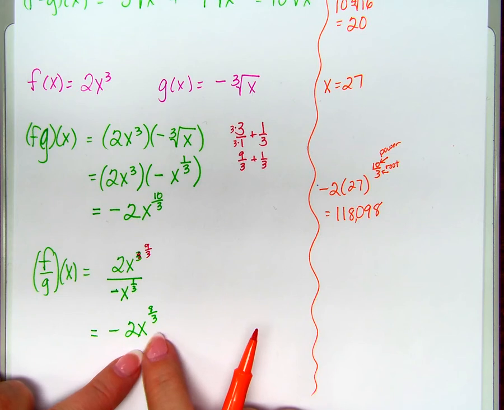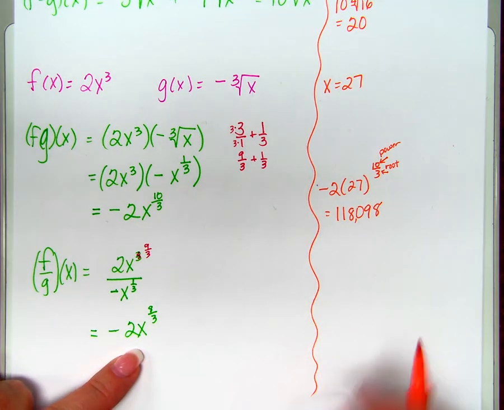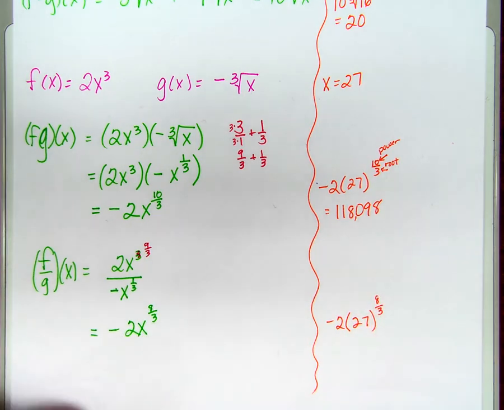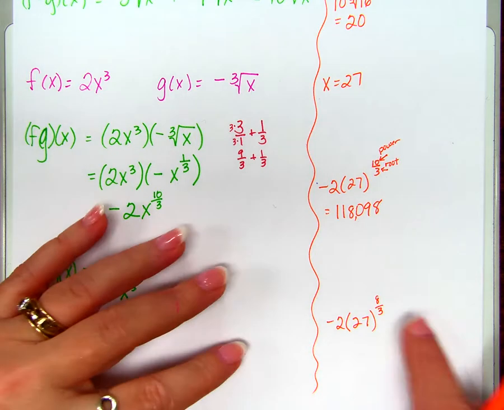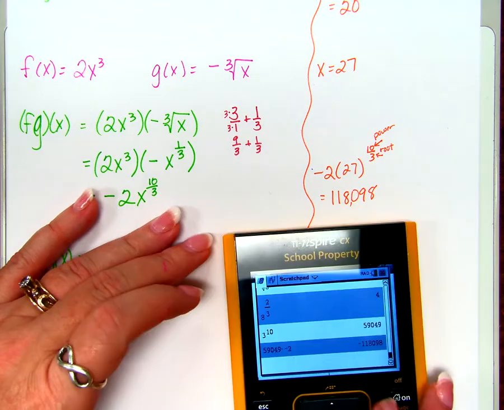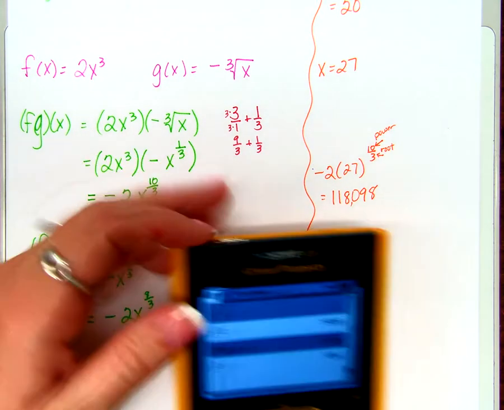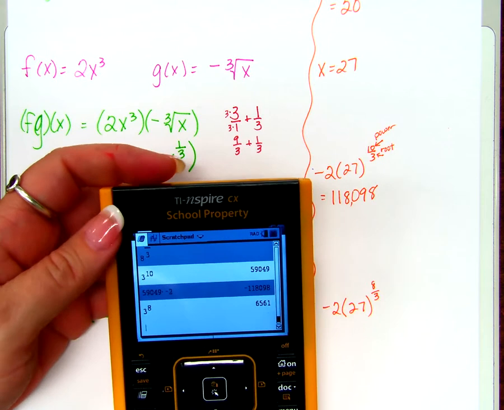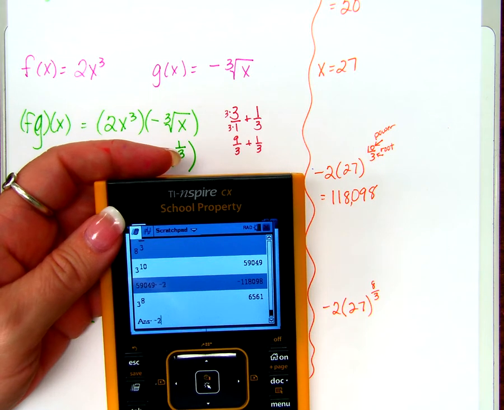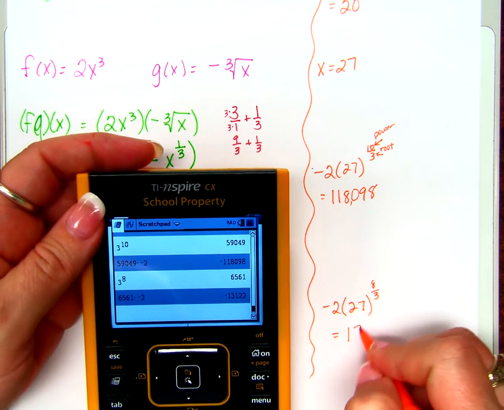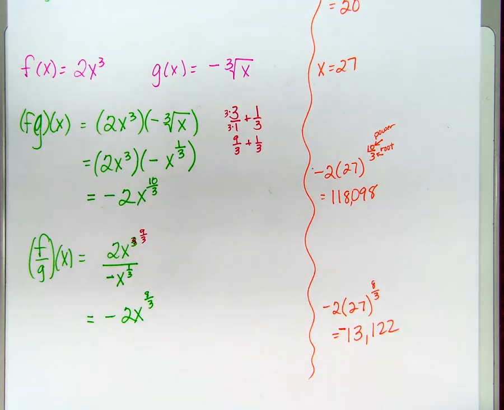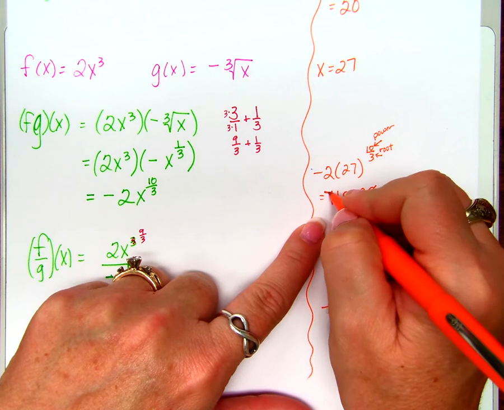Can we evaluate this one right down here also at x equals 27? Okay, so I would get negative 2 times 27 to the 8/3 power. What's the cube root of 27? 3, so 3 to the 8th power. 3 raised to the 8th power is 6,561 times what? Negative 2, because that's part of the problem, right? So that answer is 13,122, except it's a negative. I forgot my negative up here. Wait, let me fix that.